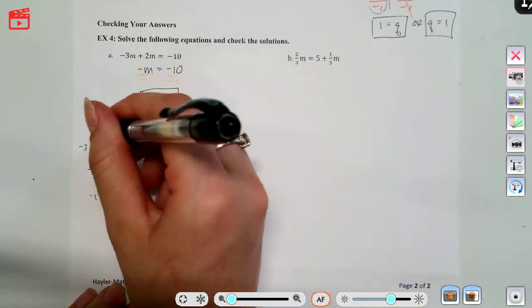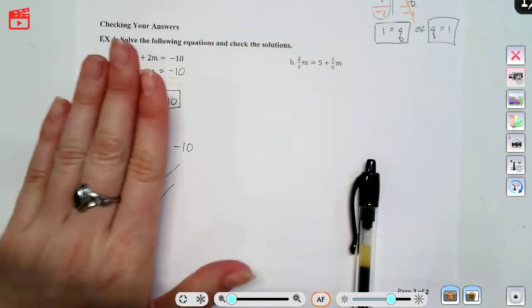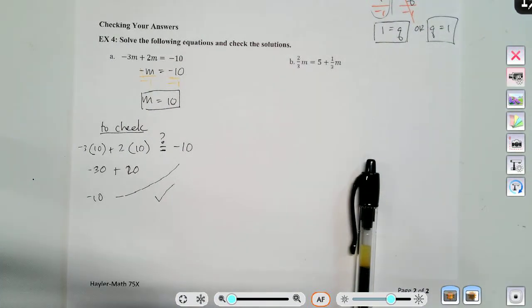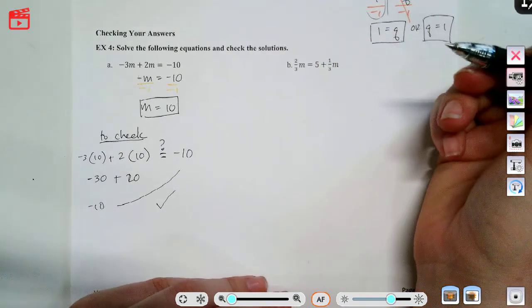So remember, when you check, you're just going to focus on one side and see if it ends up equaling the other side. Okay, there's no moving things around when you're checking. Let's go ahead and solve this one and get back to me.